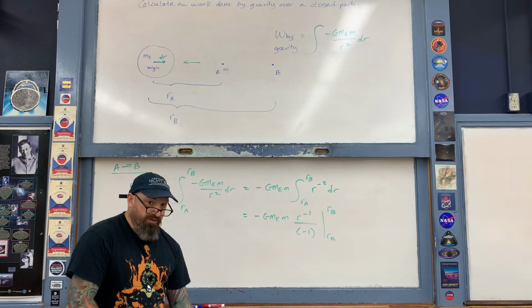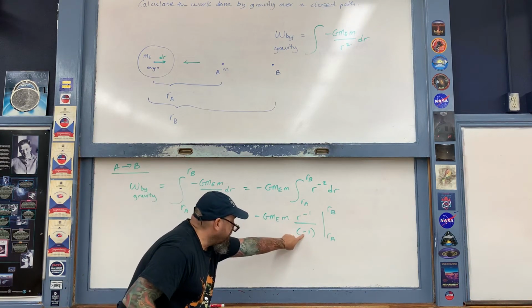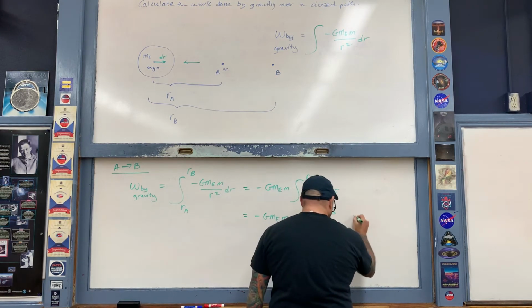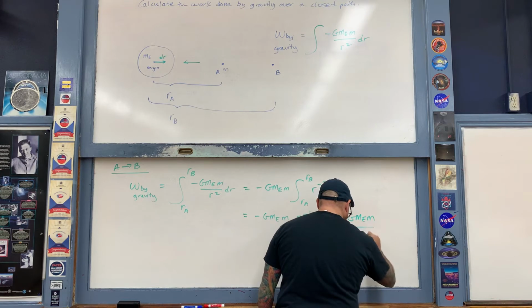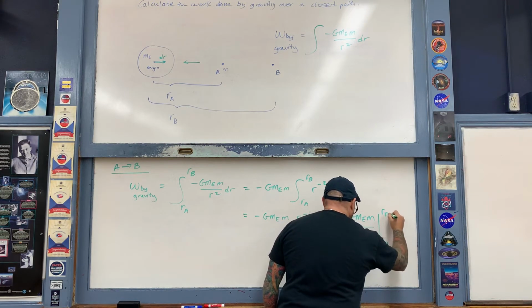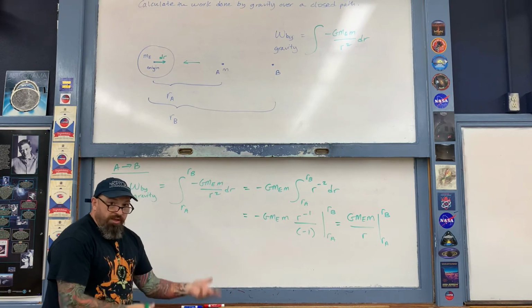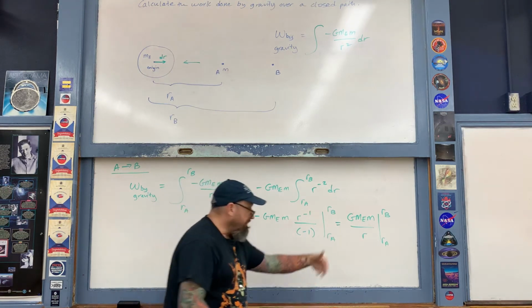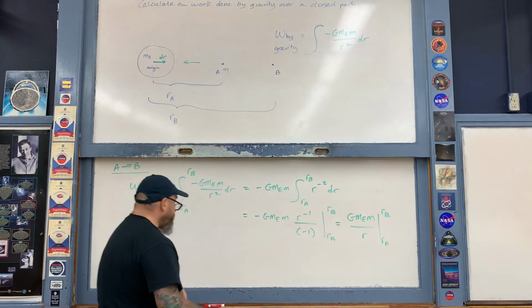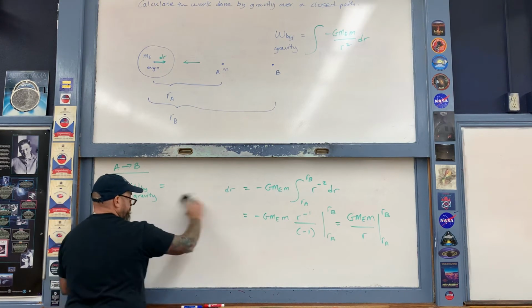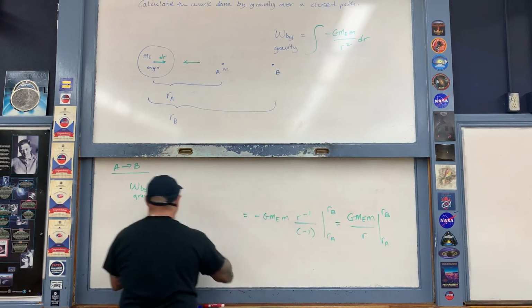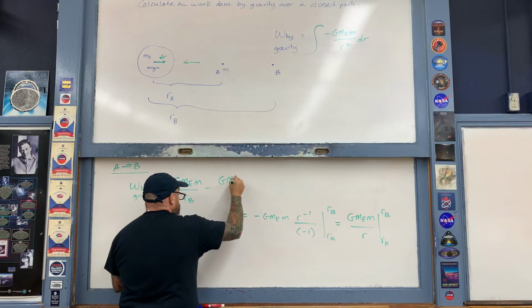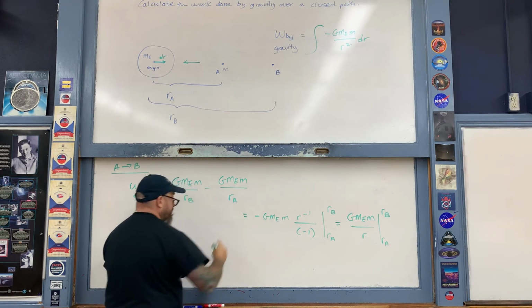Now before I plug in the limits of integration, let me clean this up a little bit. This negative sign cancels out with this negative sign here, and let's write this in the denominator in the following way, like so, as we go from r sub a to r sub b. So you plug in the upper limit of integration first, r sub b, plug in the lower limit of integration second, r sub a, and you subtract as you do. Therefore, you end up with the following. We end up with G M m over r sub b minus G M m over r sub a.